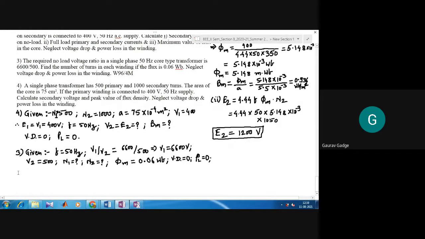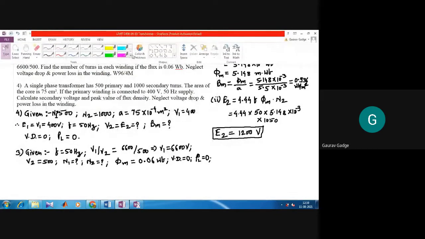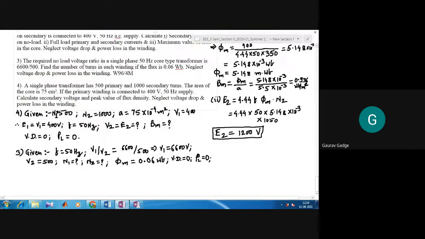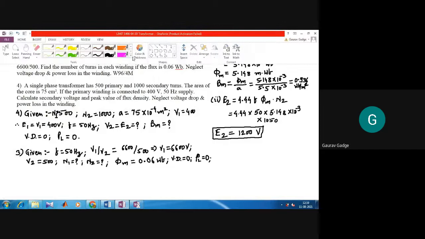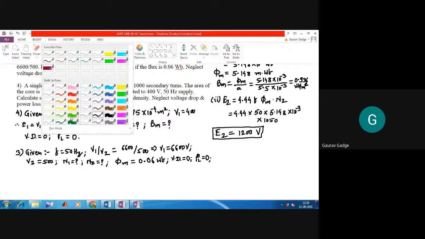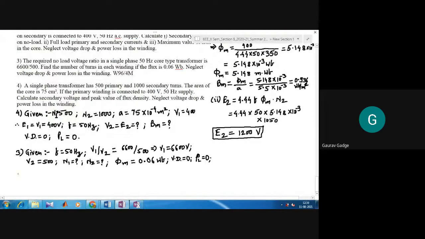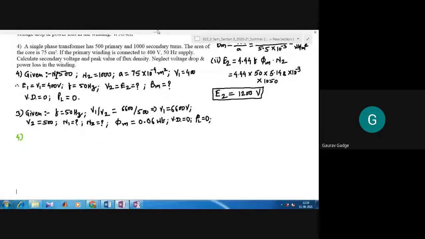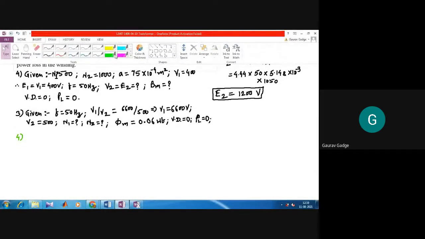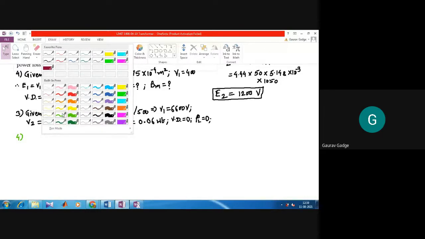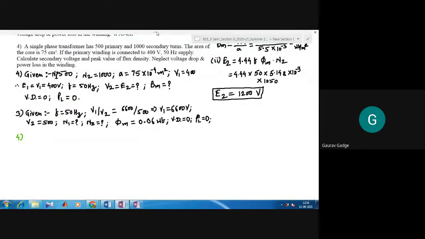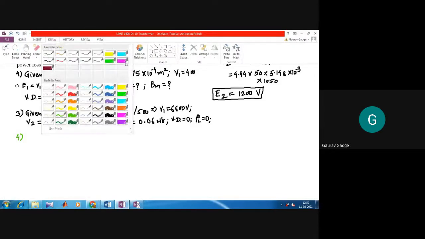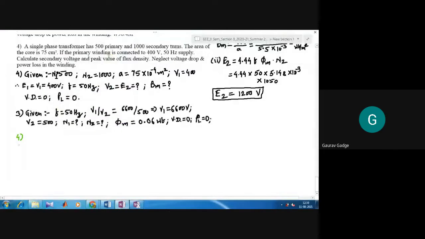That's all. Okay, so this is another numerical which is asked. I just write for the fourth numerical. Can all of you see this color? Green color, is it possible to see this color? Yes, sir. Okay, fine. So fourth.